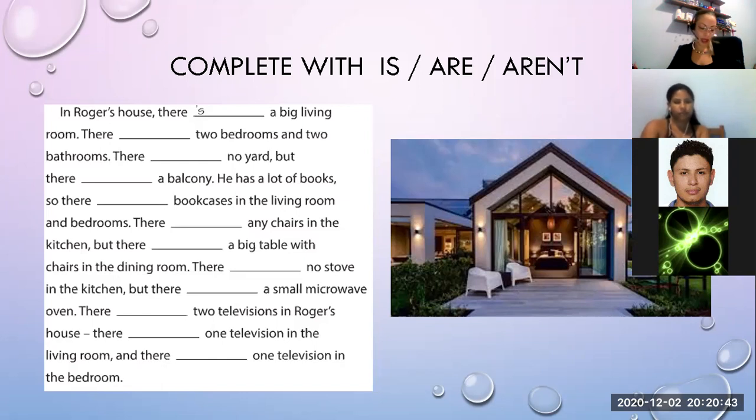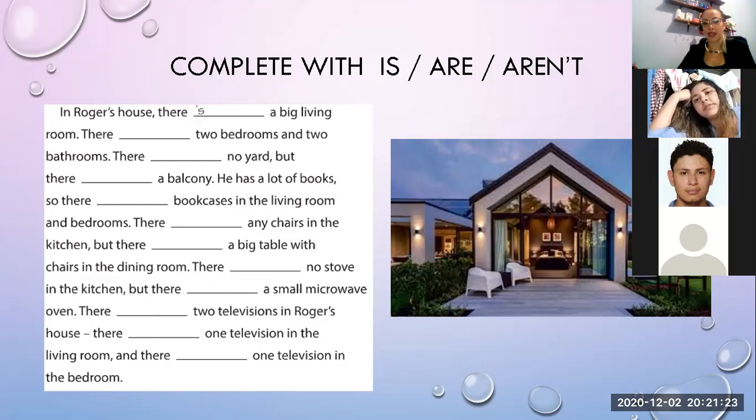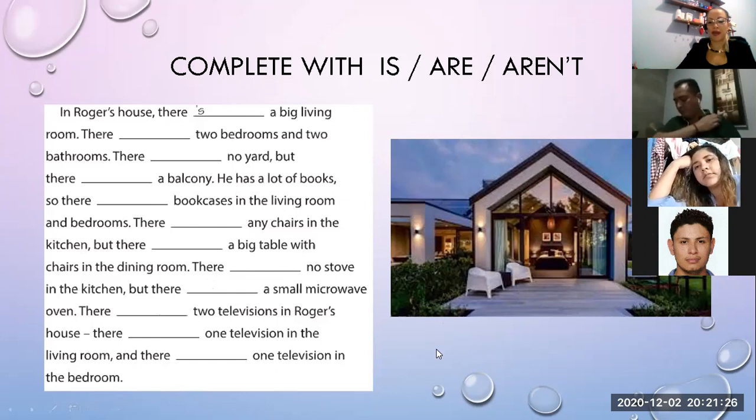Está en singular, ¿verdad? Una estufa. There is no stove in the kitchen, but there is a small microwave. ¿Qué falta ahí? There is a small microwave oven. There are two televisions in Roger's house. There is one television in the living room, and there is one television in the bedroom. Excellent. That's the way it should be completed.